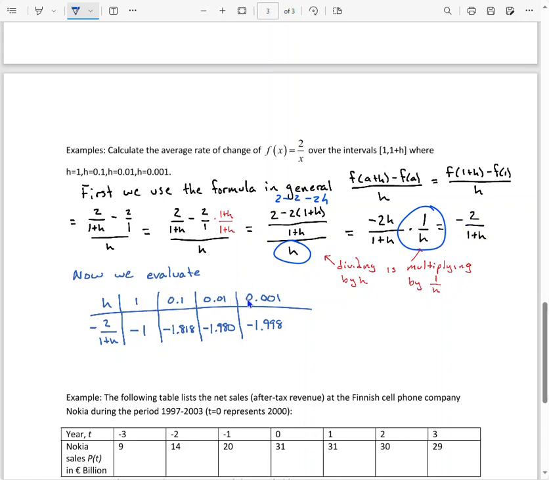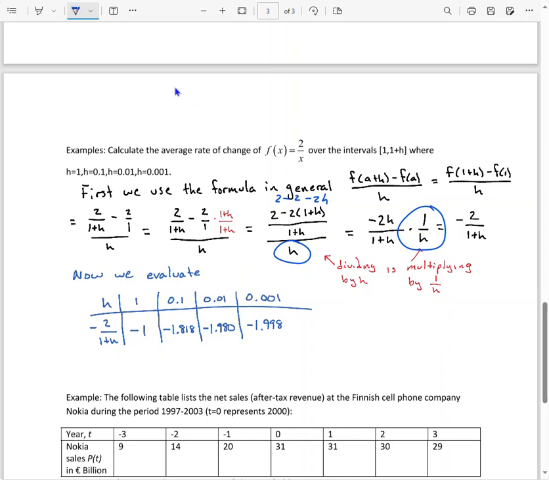Now for my answers that I'm going to enter in the homework, I'm going to take this negative 2 over 1 plus h and put in an h value of 1, an h value of 0.1, 0.01, 0.001. So now I'm going to use a table to evaluate in general, instead of doing this 4 different times. I do it once and evaluate, instead of doing 4 different problems.